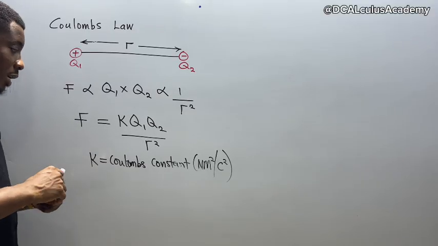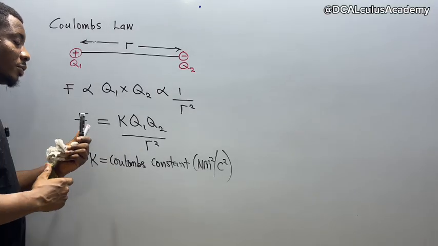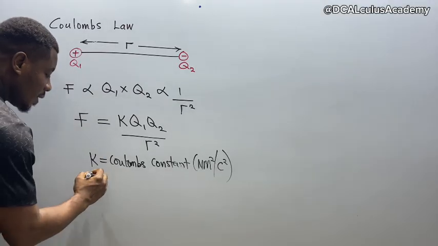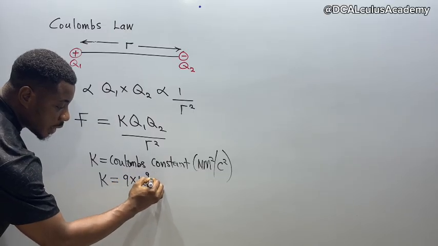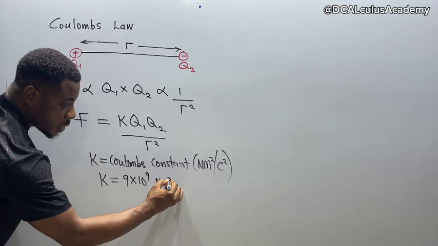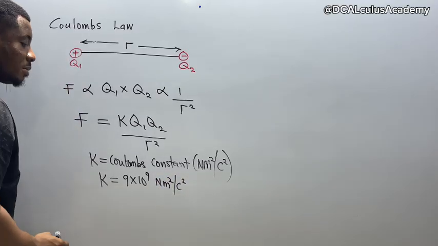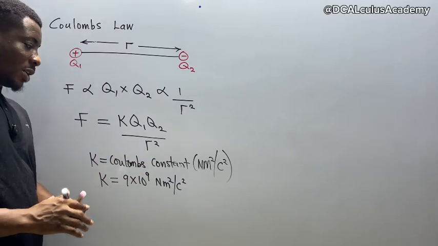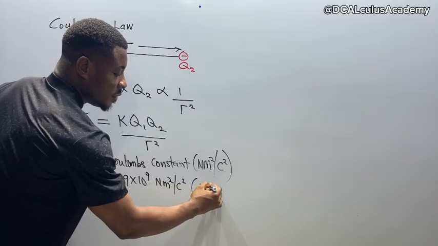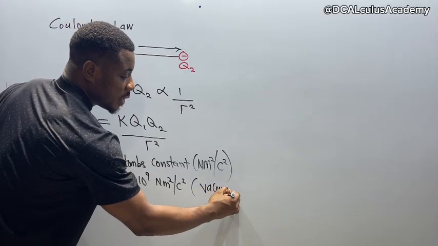Now also, what is the value for K? The value for K actually depends on the medium of the charges. If the value for K is equal to 9 times 10 raised to the power 9 Newton meter squared per Coulomb squared, then it means that the charges are in free space, or you could say vacuum.